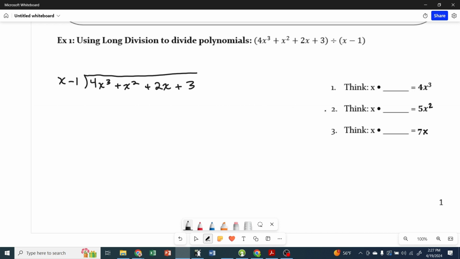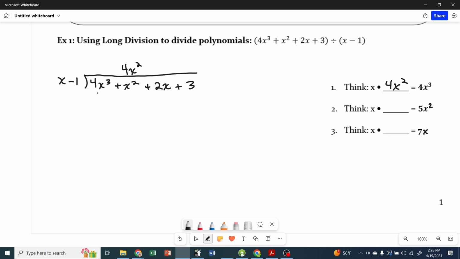So the first thing here, we see step 1. Think of x times what equals 4x cubed? Well, the coefficient of x is 1, so 4 times 1 gives me 4. And x times x squared gives me x cubed. So I'm going to put 4x squared, and that goes directly over this x squared here. The number of terms that we go in, you'll see, is how many you move in on the first piece of the division problem.